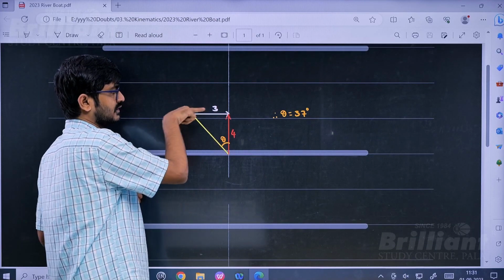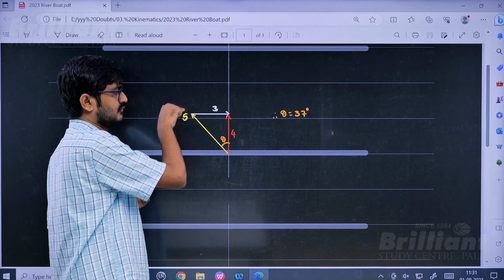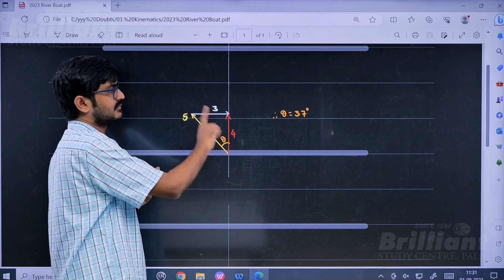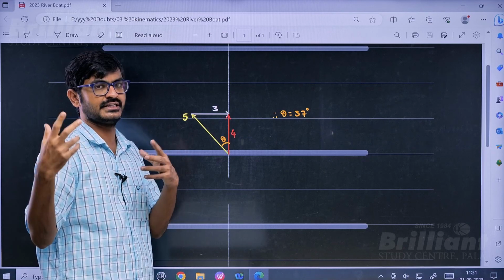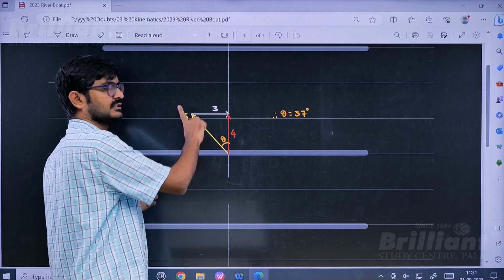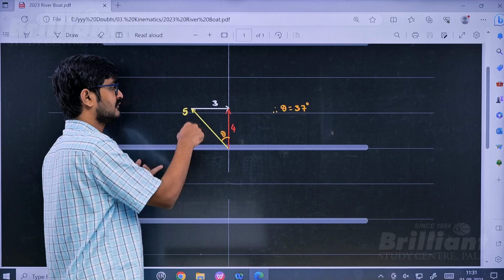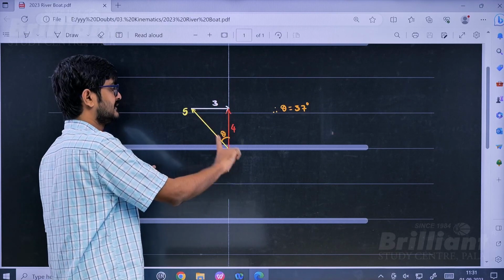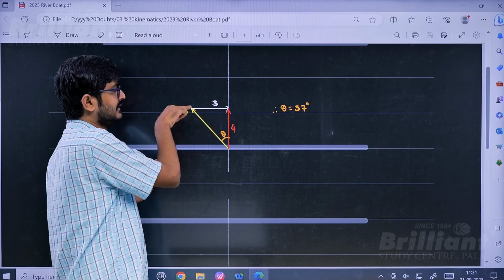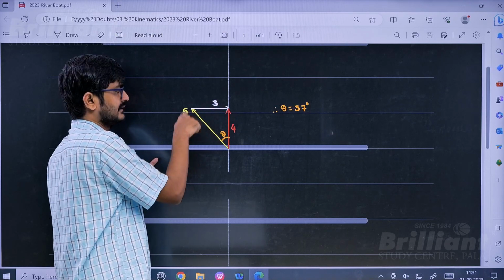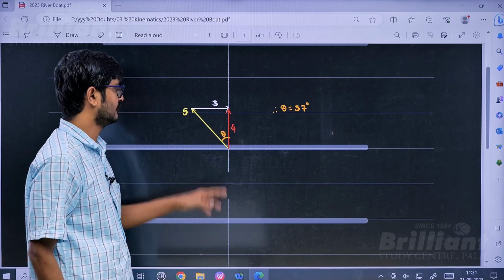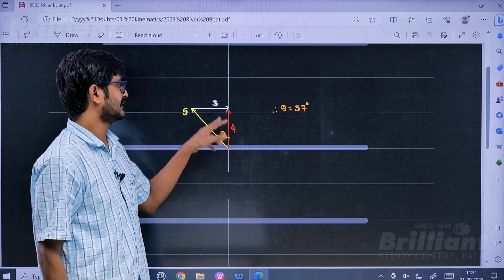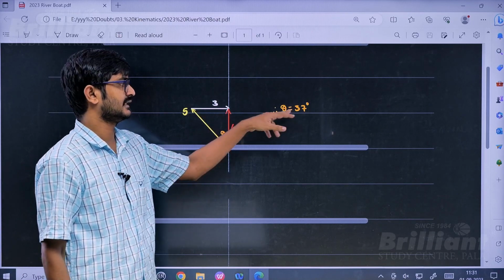This is motion of the river, motion with respect to river. Motion of the river plus motion with respect to river must be in this direction, that is with respect to ground. So, the resultant of these two must be in the vertical direction. This is 5, I said man's speed is 5, river speed is 3. Now you can see a right angle triangle here, so the resultant is going to be 4, right? Now, if you want to find this angle, sin theta is 3 by 5, so theta is 37.